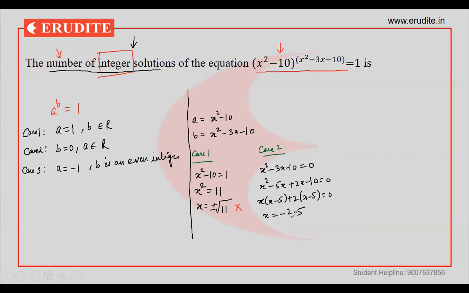So if I'm putting x equal to minus 2 and x equal to 5, I will get the value of this expression as 1. So these two values are, guys, integral values. So I'm going to consider these two values. Now, consider the third case.